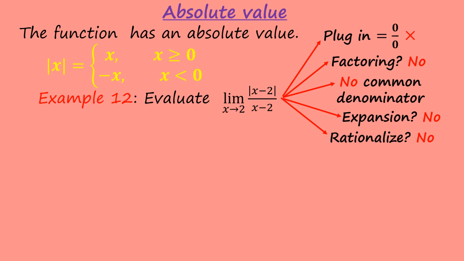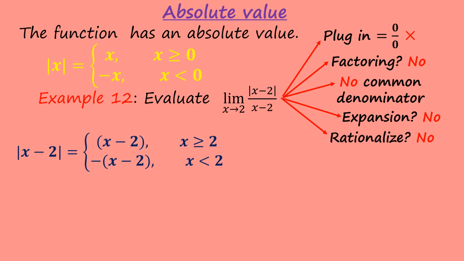So for us to do this, we need to write this limit in the form of the piecewise of the absolute value. Now we are going to rewrite this. The absolute value of x minus 2 will be x minus 2 for x greater than or equal to 2, then minus into bracket x minus 2 for x less than 2. Now we are going to do the right hand side first and the left hand side and compare our results.